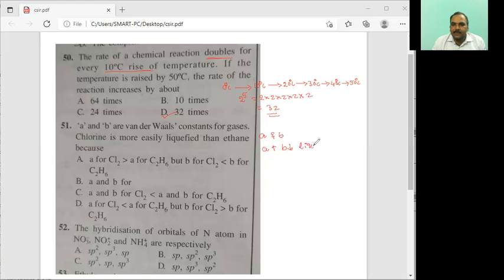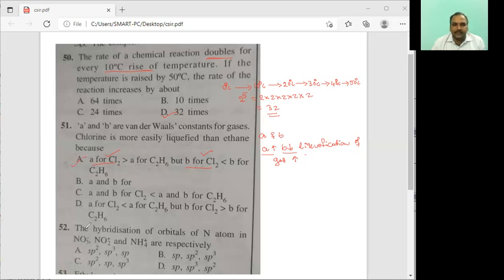liquefaction of gas increases. So when A is more and B is less, then the liquefaction capacity of the gases is more. Here in the first option, A value is more for chlorine and B value is less for chlorine than ethane. So the first option is correct.